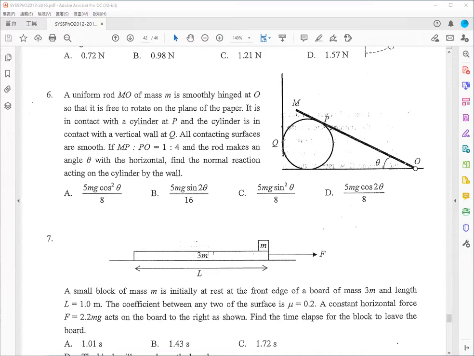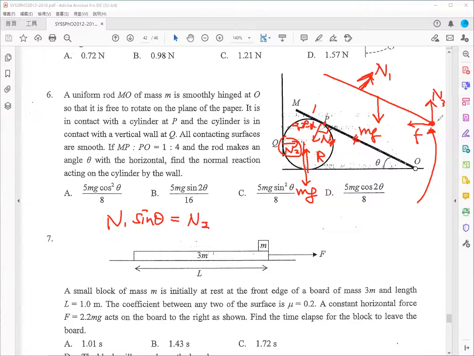May you draw the free body diagram of the cylinder and send it to me. Now you take the moment at this point, and then N1 times the length, that is 4L, will be equal to the weight times the perpendicular distance here. The total length of the rod is 5L, 1 plus 4 is 5. So the distance here is 2.5 or 5/2 L. But you take the perpendicular distance, so you multiply by cosine theta.